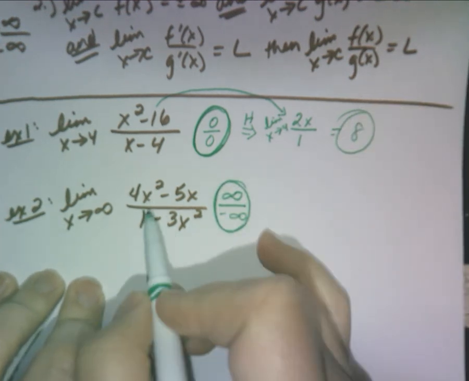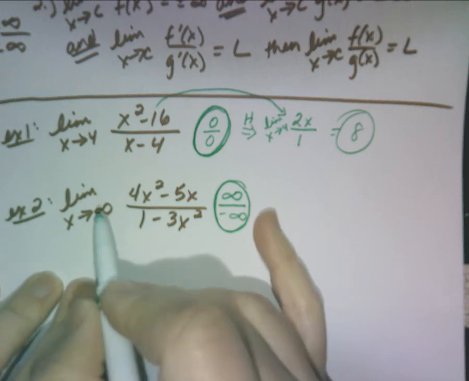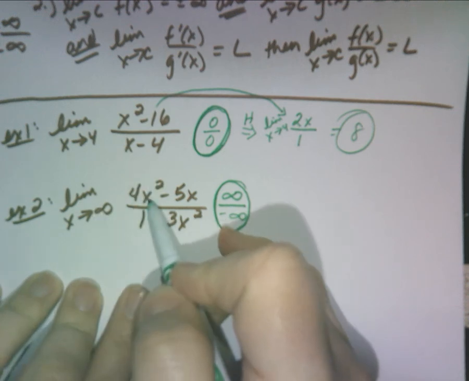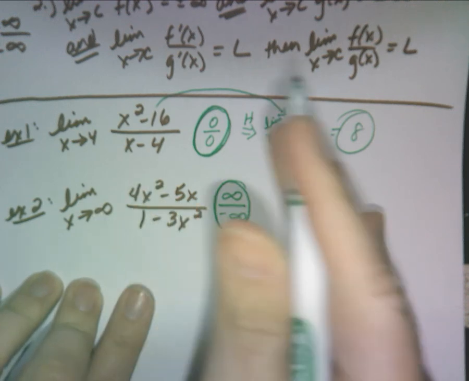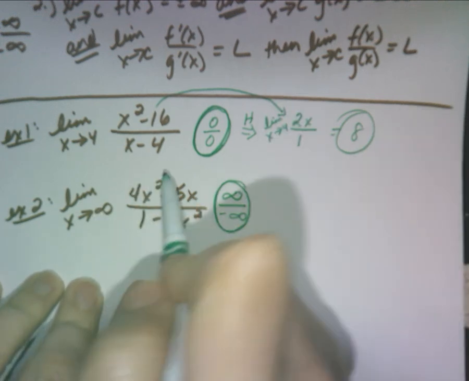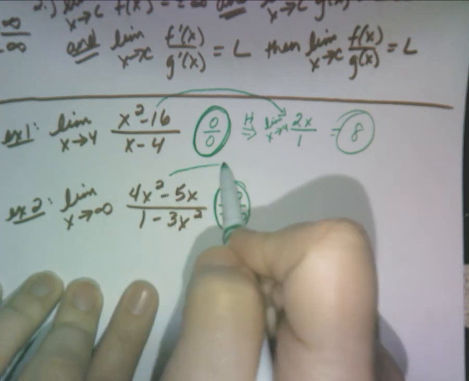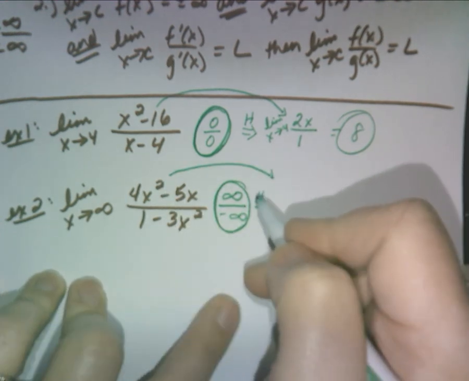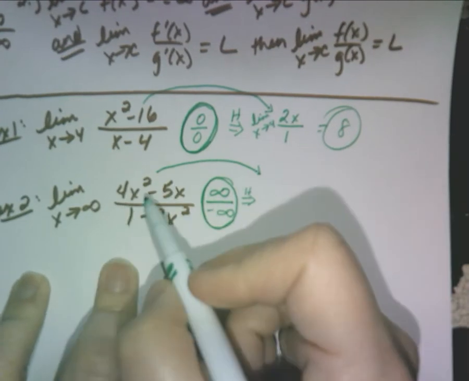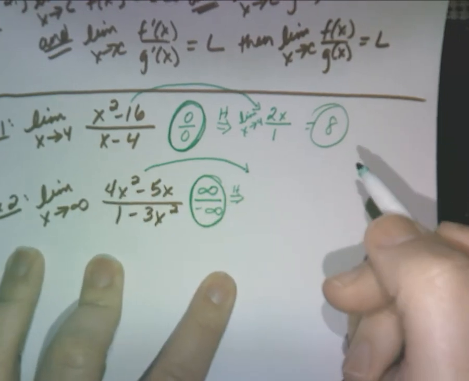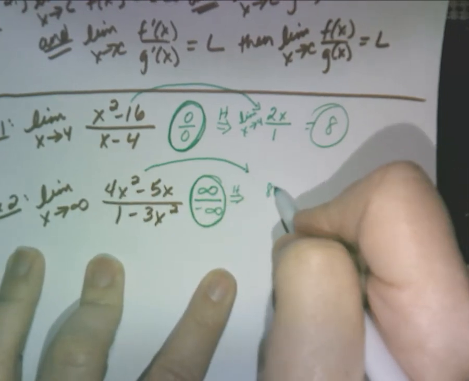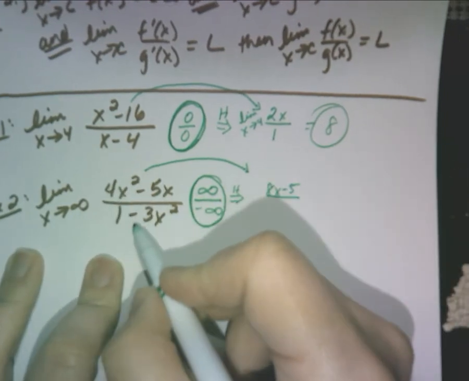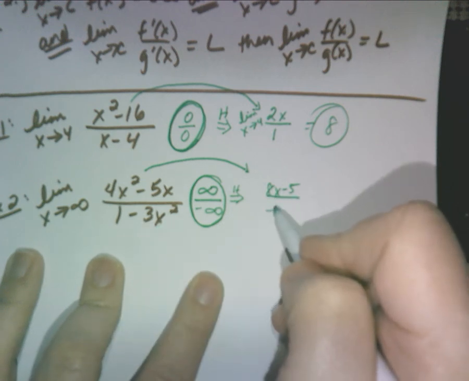What you used to do, if you remember, is divide everything by x squared. But we're going to skip that step and just apply L'Hopital. That's why I put this little h, meaning I'm applying L'Hopital. What's the derivative of 4x squared minus 5x? What's the derivative of 1 minus 3x squared?